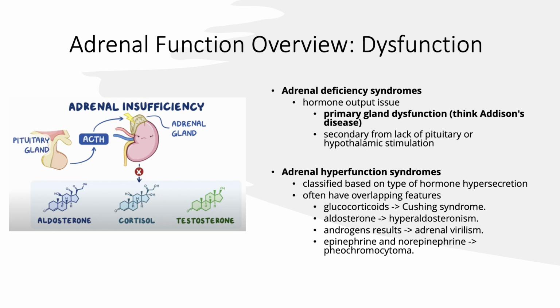When we have adrenal hyperfunction syndrome, this is when we're having hypersecretion of hormones. There's often overlapping features, but we'll be discussing particularly Cushing syndrome, but it is going to be the opposite, as you can imagine.